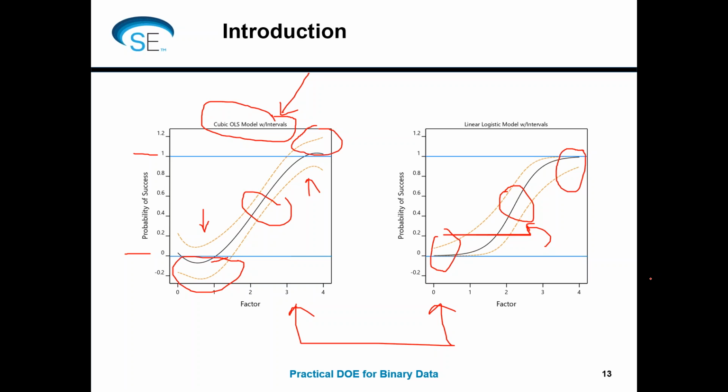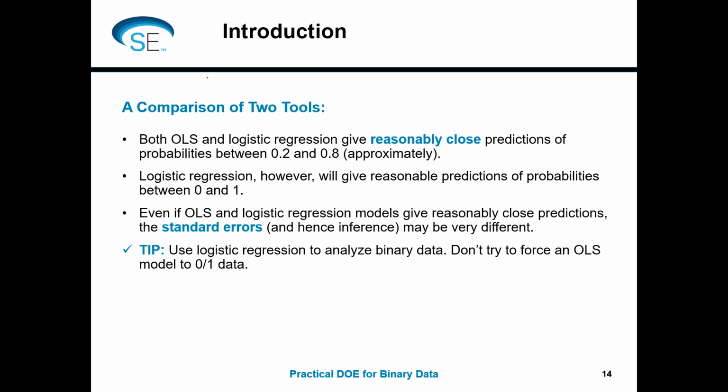So that's one thing that a lot of times people overlook. Sometimes people end up doing too many runs because they're near an endpoint and the ordinary least squares model is telling them they have a ton of uncertainty. Sometimes they do too few runs if they're in the middle. So just to wrap up this comparison and start moving into the examples, ordinary least squares regression and logistic regression are going to give reasonably close predictions, meaning the lines are going to be similar, when the probability is between 0.2 and 0.8.